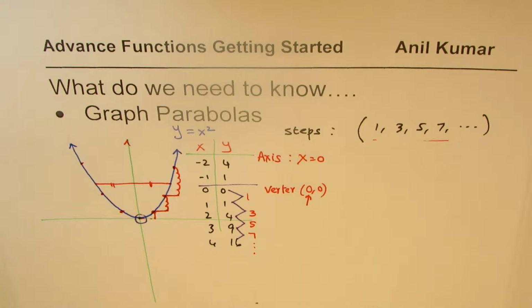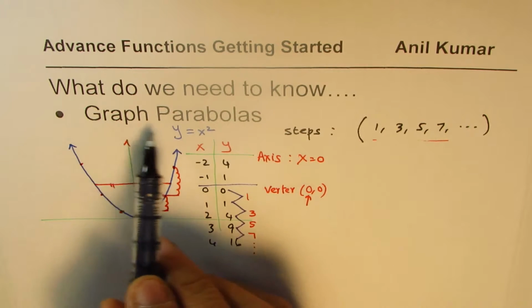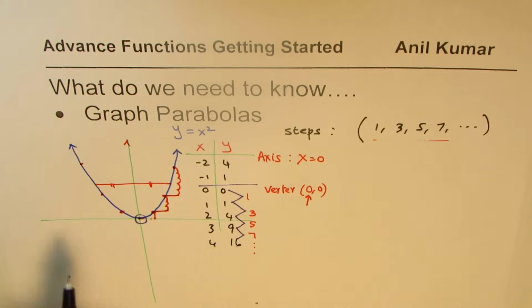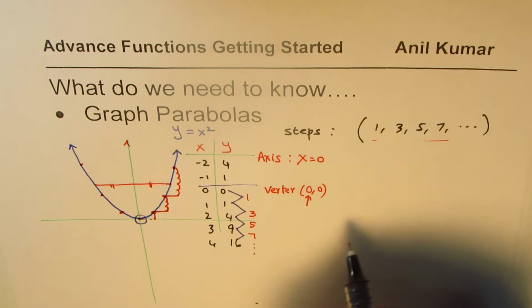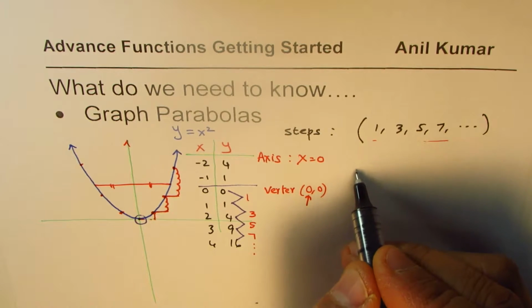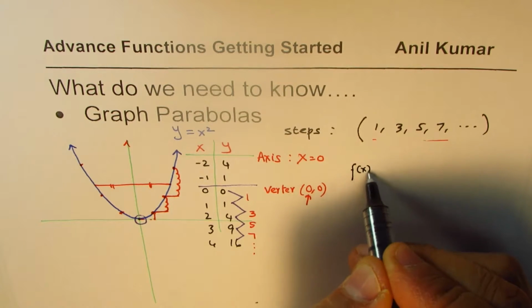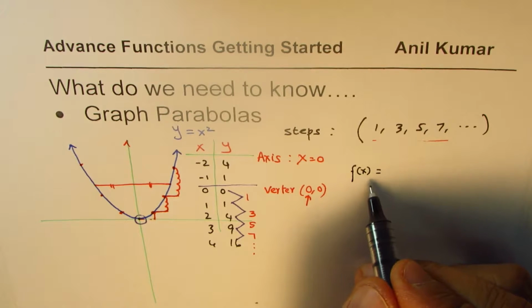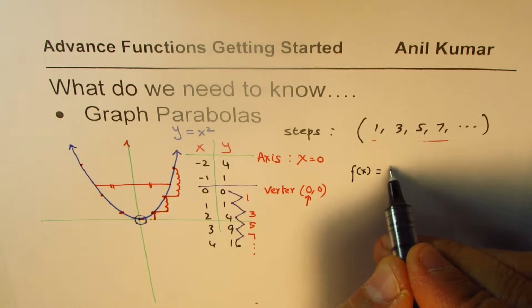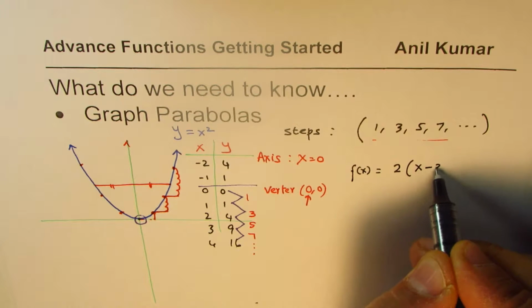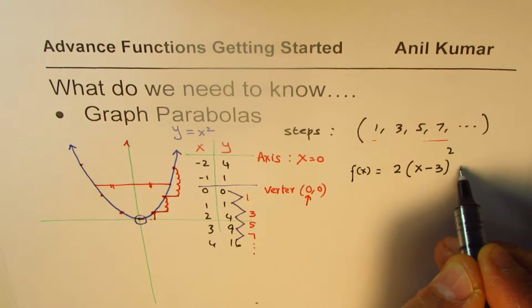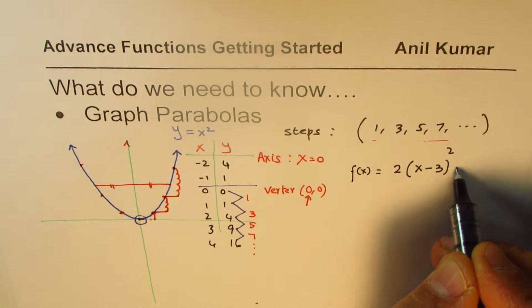Now let me write down a general equation, and then we'll further explore how to graph parabolas. We have learned quite a bit here. So let me consider the equation as f of x, or you could write y equals, okay, let's say 2 times (x minus 3) whole squared. Let us say we write this as -4.